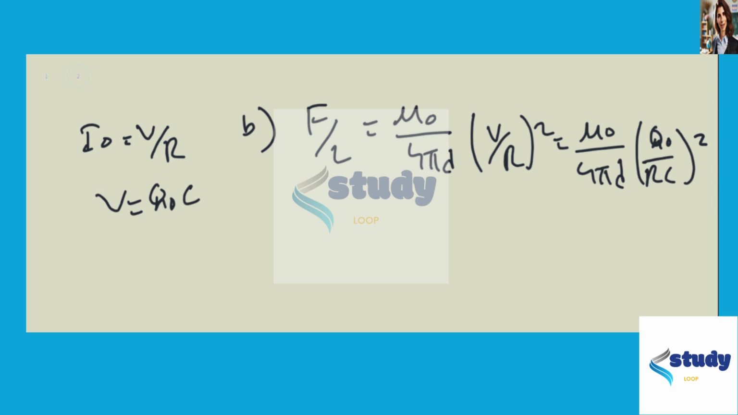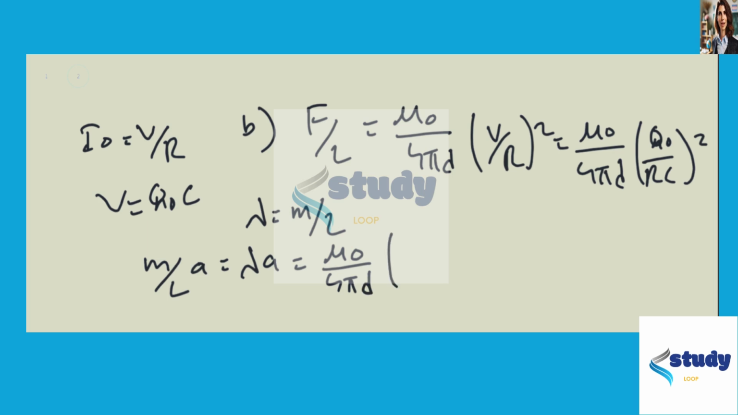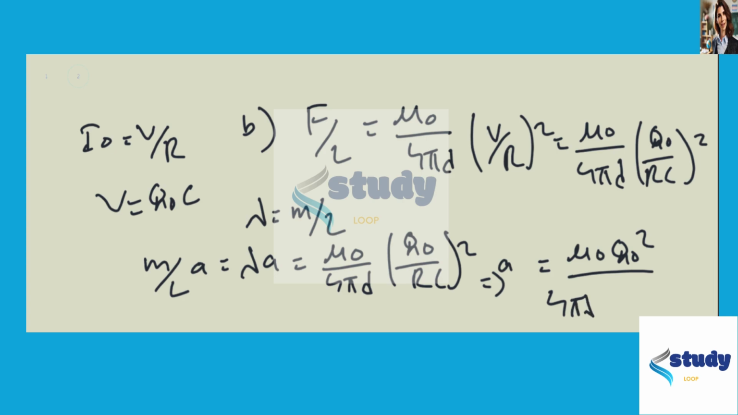We now combine this equation with the equation that we wrote earlier for force per unit length, which is equal to mass times a divided by L. We combine with that equation, taking into account the density. We know density of charge is mass per unit length. So mass over length times a is equal to density times a, which is mu naught over 4 pi d times Q naught over RC, squared. From here, acceleration will be mu naught Q naught square divided by 4 pi lambda R square C square d.